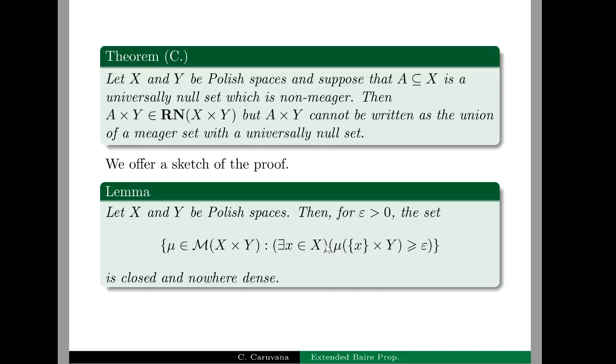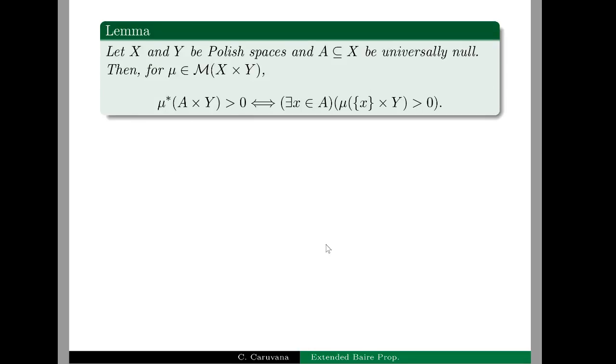The first lemma is that the set of all measures on the product such that there exists some strand that receives a measure bigger than or equal to epsilon is going to be a closed and nowhere dense set. The proof of this is the same as when you show that there exist continuous measures; I just replace point with strand. So that's nice. And here I utilize that and this fact.